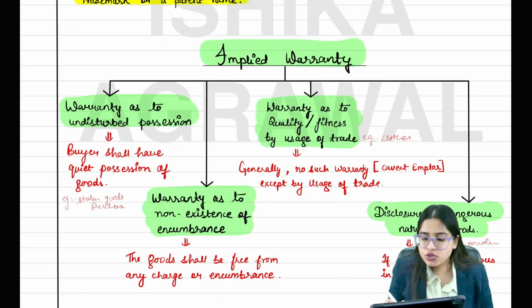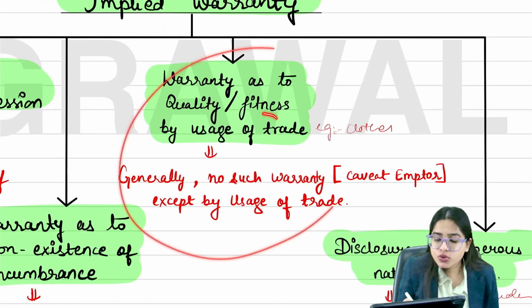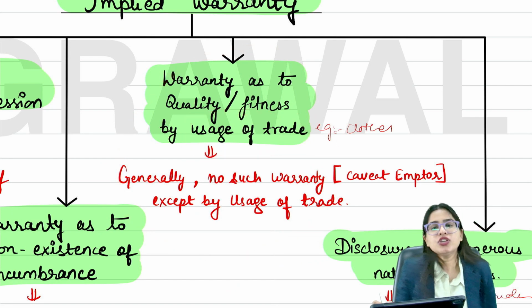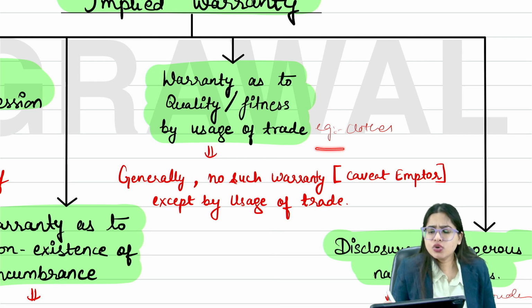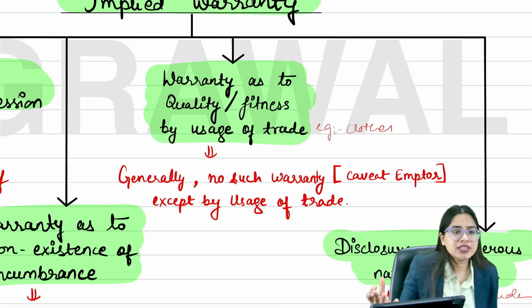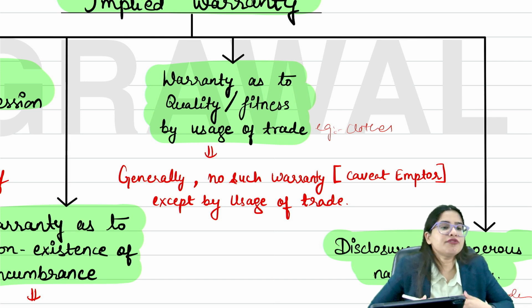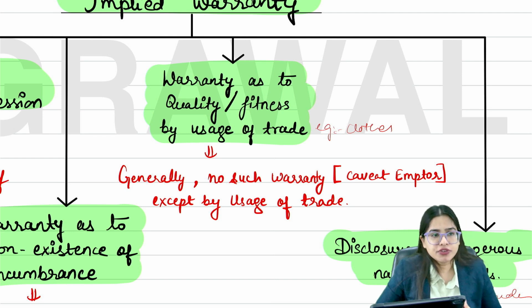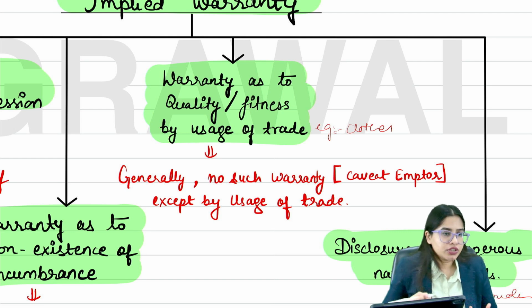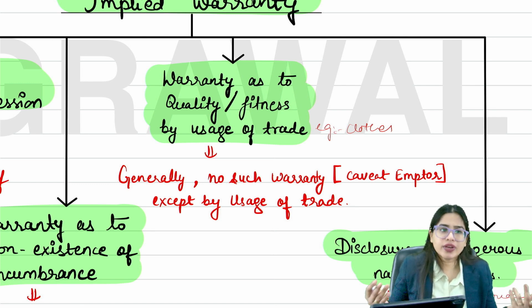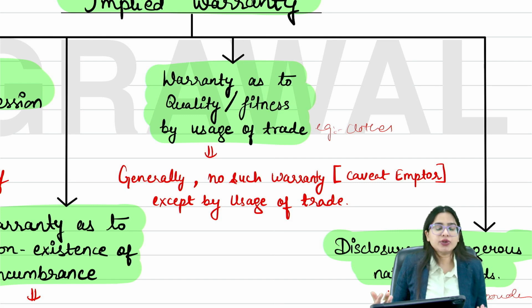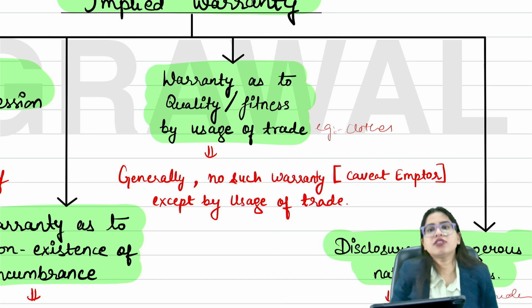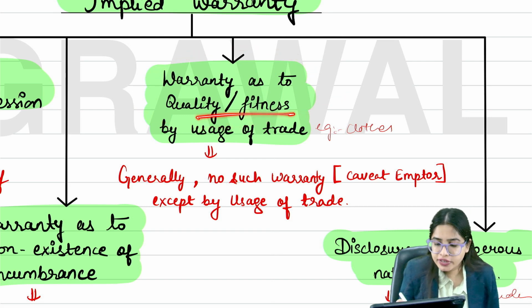The third implied warranty is warranty as to quality or fitness by usage of trade. Same clothes example. Generally, clothes may be governed by usage of trade. Of course, sometimes clothes don't fit you. So if you bought any cloth and it doesn't fit you, you can obviously get it exchanged, or if it is torn from somewhere, you can claim damages. Or you can get it replaced. Let's say I bought XL size, it is a little big for me, so I can get it replaced with the M size. So there is a warranty as to quality or fitness, if and only if it is by usage of trade.